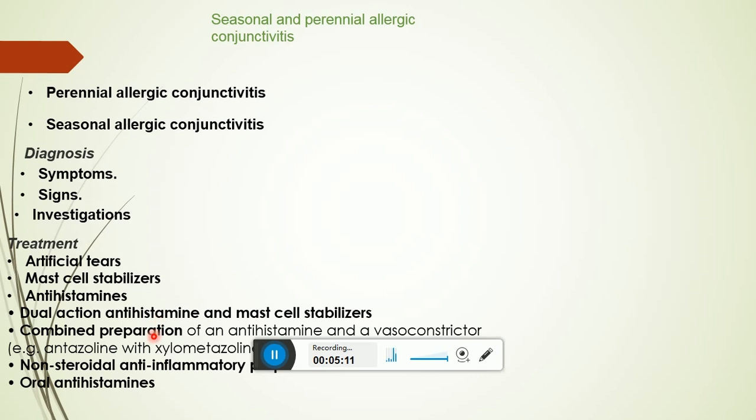The next is combined preparation. Combined preparations contain an antihistamine and a vasoconstrictor, for example antazoline with xylometazoline. The next is non-steroidal anti-inflammatory drugs like diclofenac for symptomatic relief, but rarely used. And the next is steroids. The steroids are effective but they are not necessary. And next is oral antihistamines for severe symptoms such as diphenhydramine. They cause drowsiness and can be useful in aiding sleep. Others, like loratadine, have a less marked sedative action.